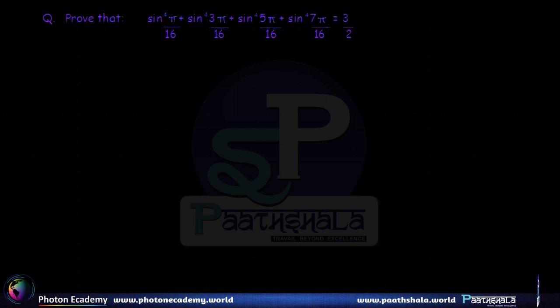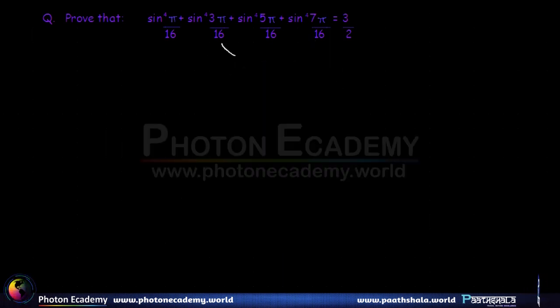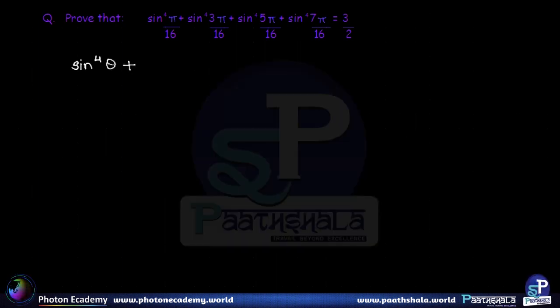Alright. So again, if you observe the first and the last term, that will become 8 pi by 16. So that is pi by 2. So the sum of the two terms is 90 degrees, and also the same goes for the middle two terms. So let us again try to devise a formula. So this is sin raised to 4 theta plus, now sine of 90 minus theta is cos theta, so we can write cos raised to 4 theta.